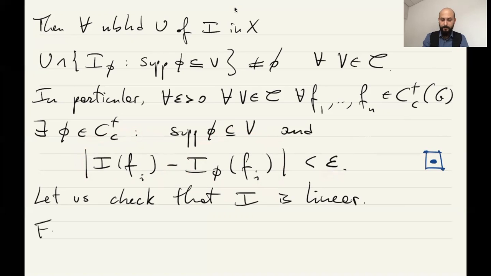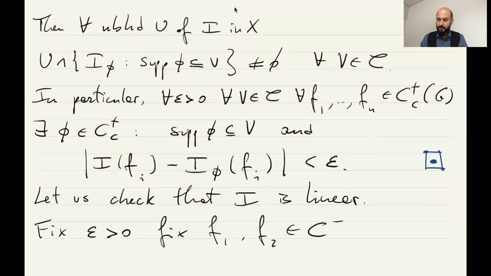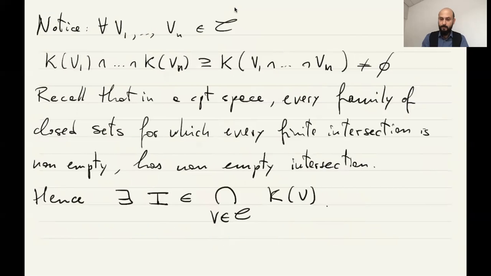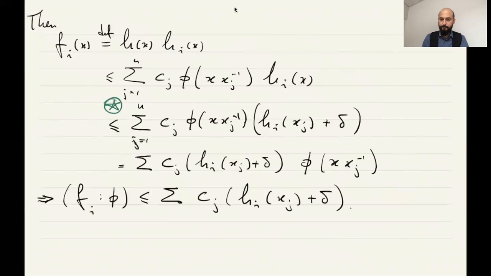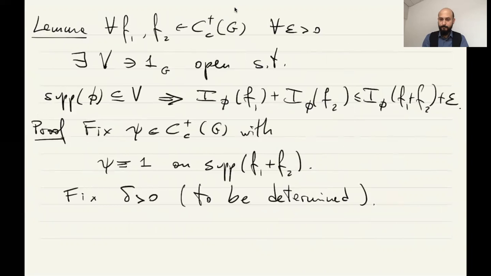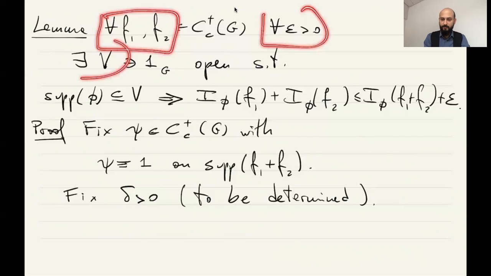Okay, so we fix epsilon, and we fix f1 and f2, positive continuous compactly supported functions, and then we take the v. Let's take the v as in the lemma. Now we look at the lemma that we proved. Now we apply it with this f and this epsilon, and we have this v.